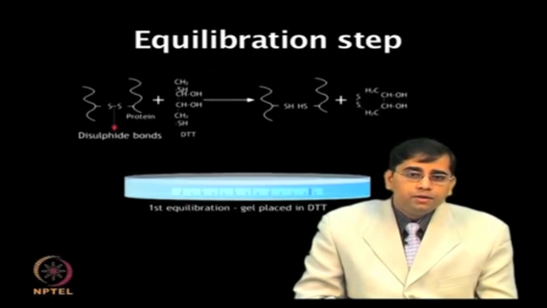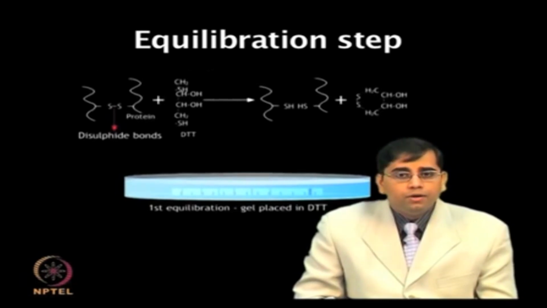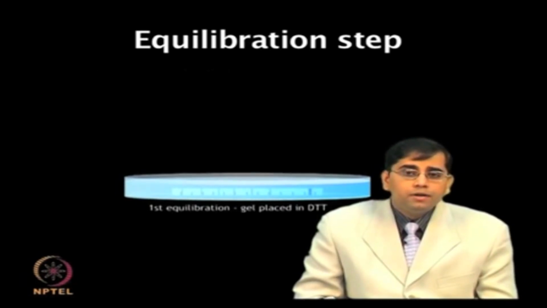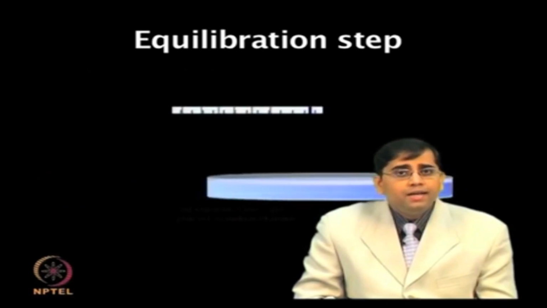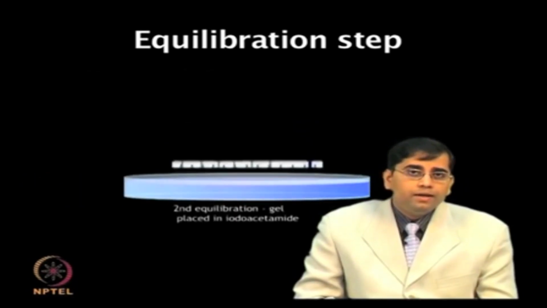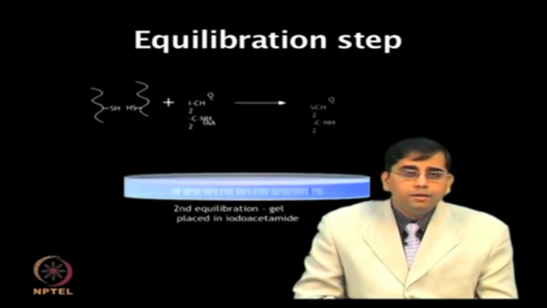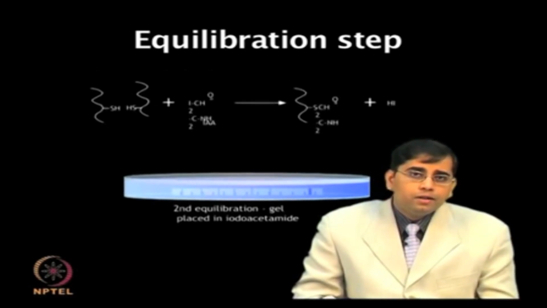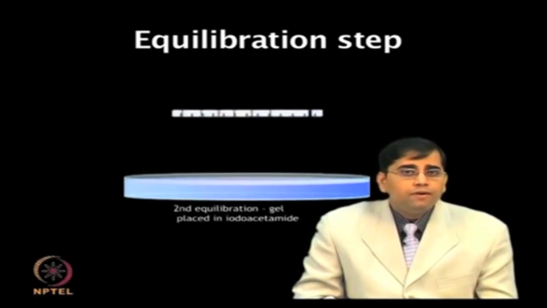In equilibration, dithiothreitol brings about cleavage of the protein disulfide bonds, while iodoacetamide prevents reformation of these bonds by binding to the sulfhydryl groups.